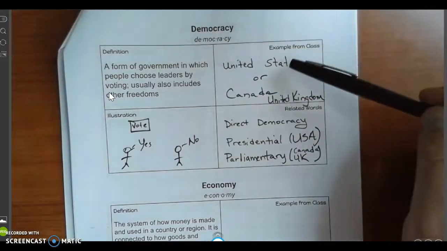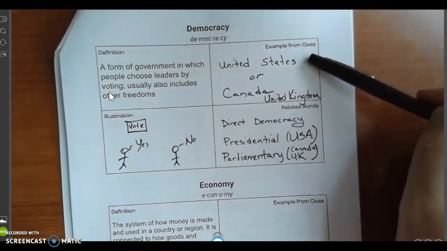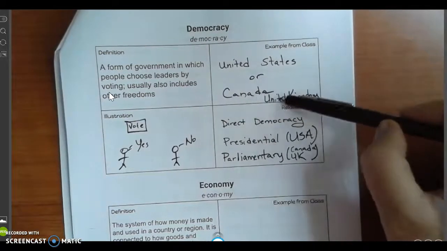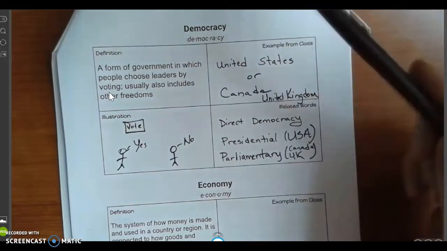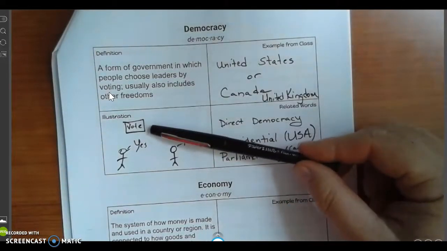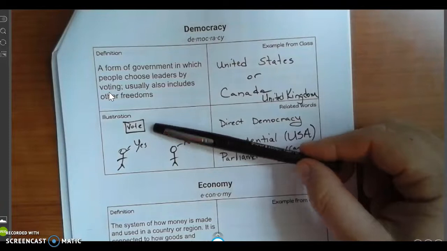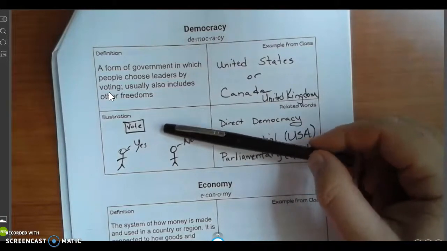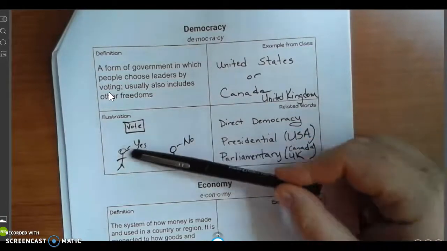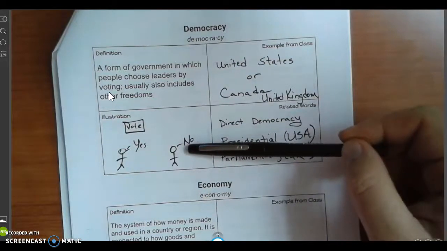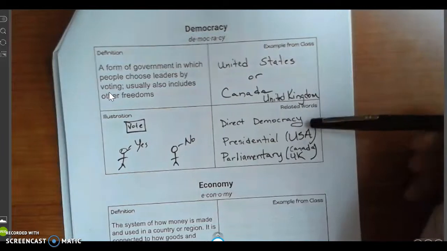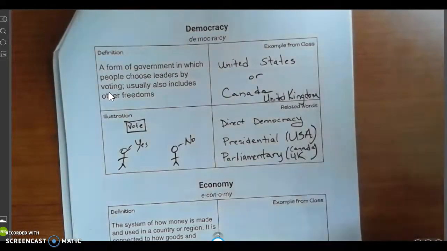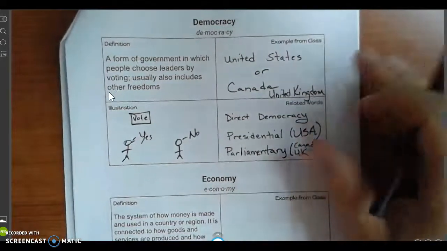Our examples we have are the United States as a presidential democracy, or Canada and the United Kingdom, who have parliamentary democracies. My illustration is pretty simple here. You know, the artwork of Mr. Langer is blowing you away, but we have a vote going on, some people voting yes, some people voting no. Related words that we've discussed in class are direct democracy, where people vote for every single bill. Remember, that's not something that really happens all that often.